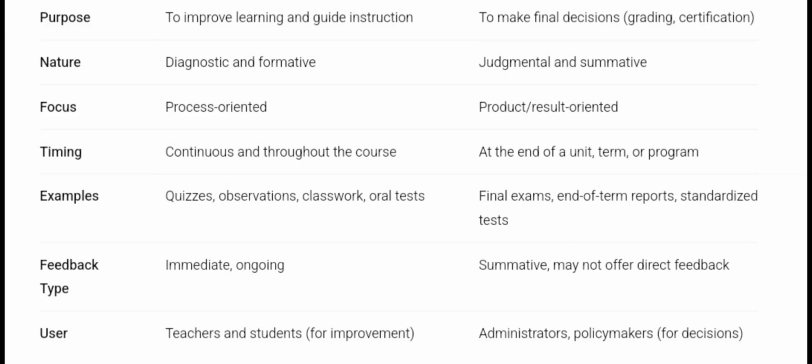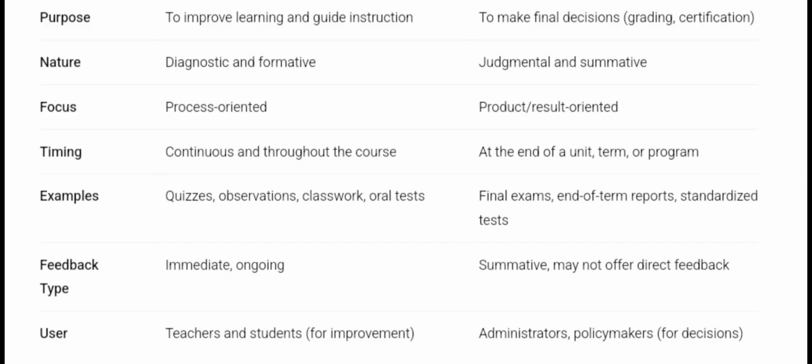All right. Examples of assessment can be quizzes, observations, classwork, oral tests. Right. Examples of evaluation will be final exams, end of term reports, standardized tests, etc. Right. Now, feedback type. In assessment, we give immediate feedback, or in assessment, during the ongoing process only we are giving the feedback. But when we talk about evaluation, it means we give the feedback at the end of the course, which means while making results we are writing remarks, yes or no. So that is your evaluation.